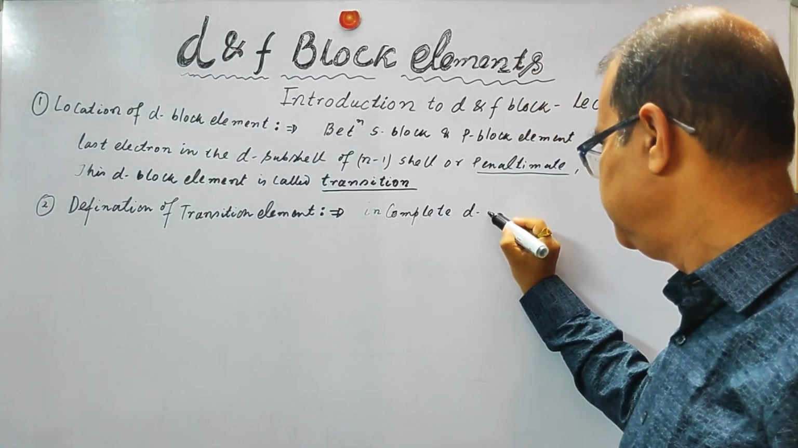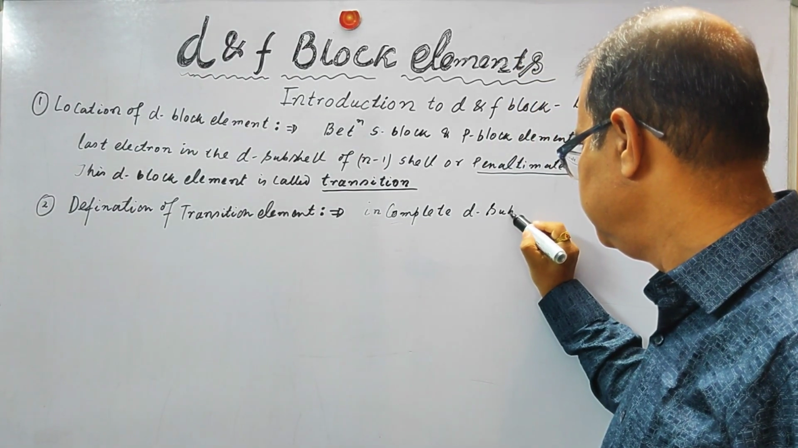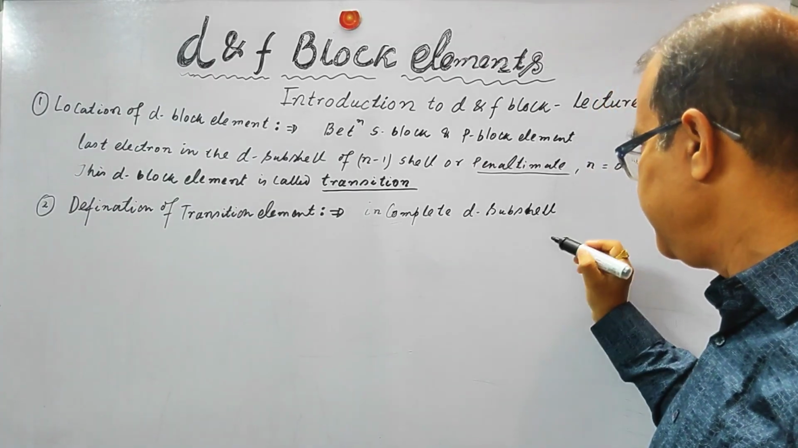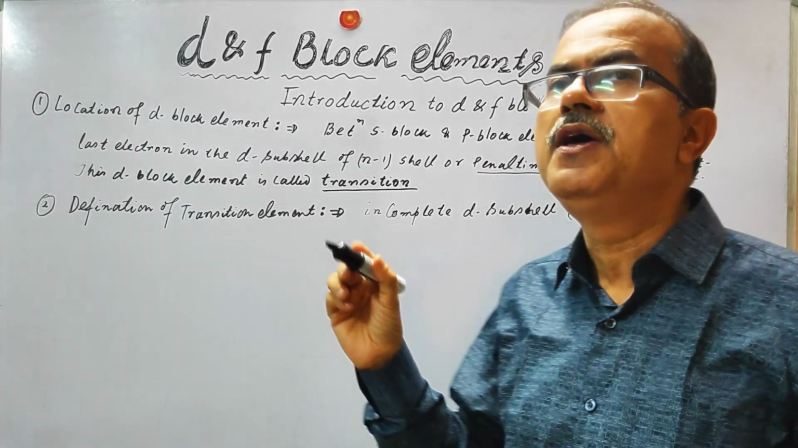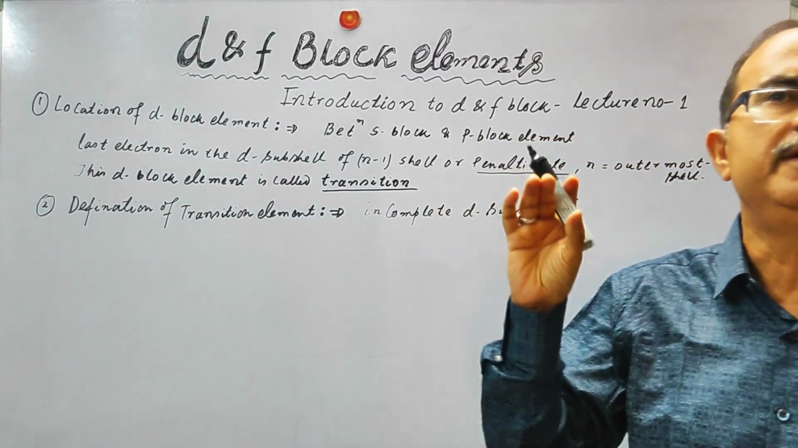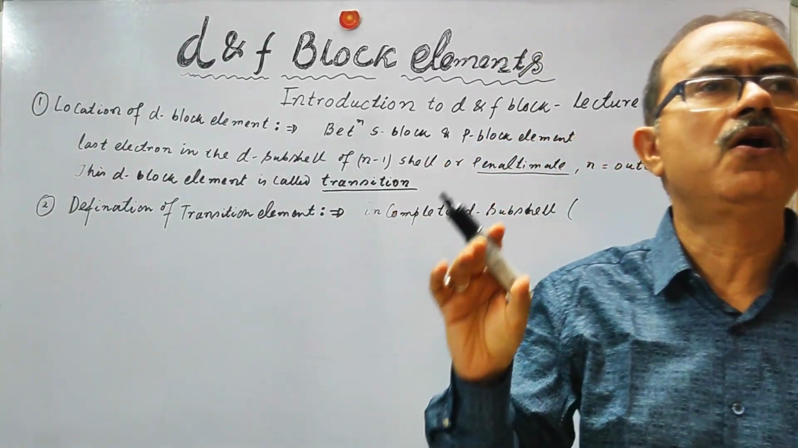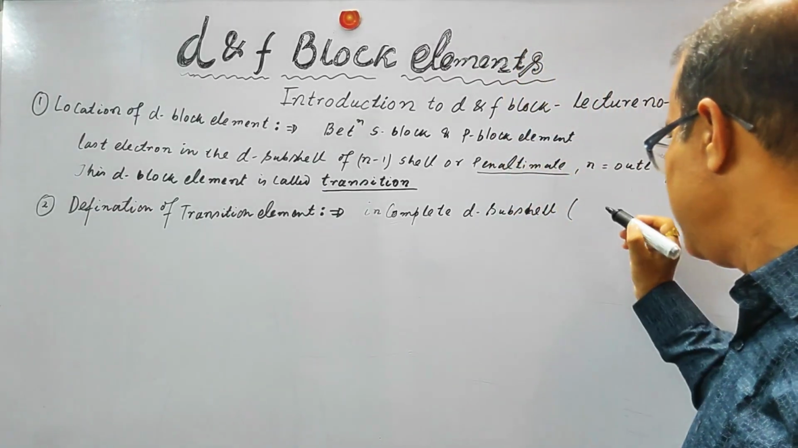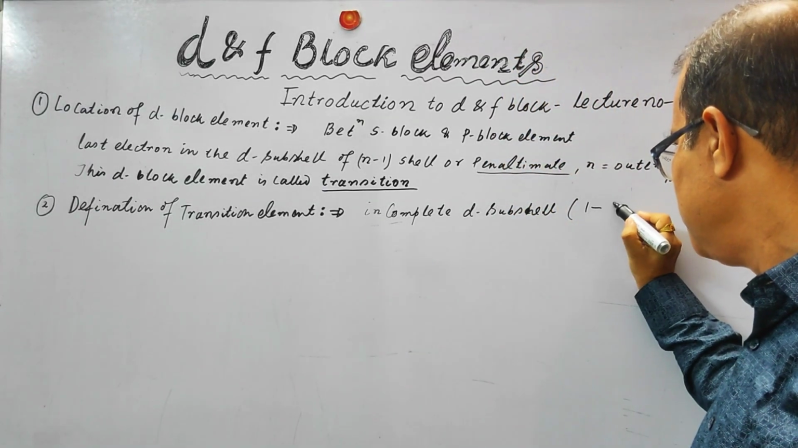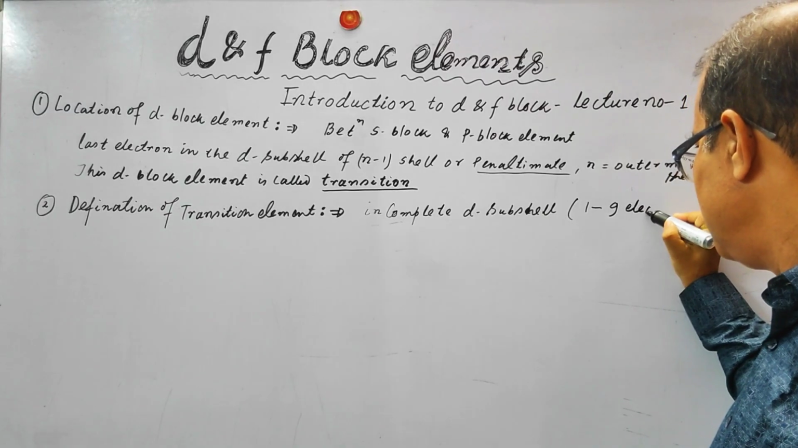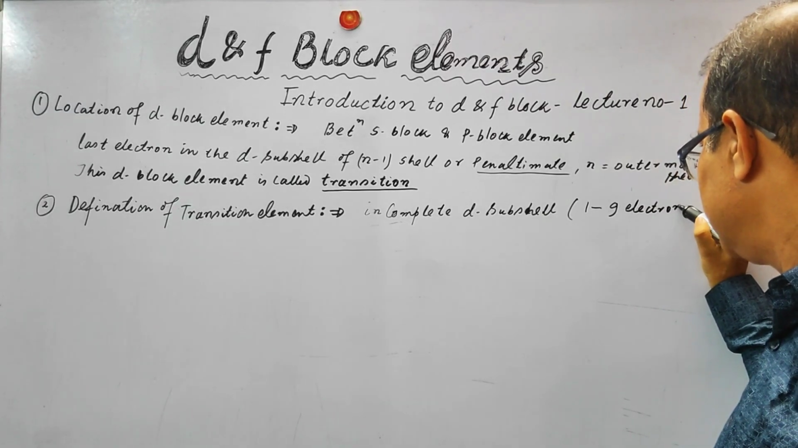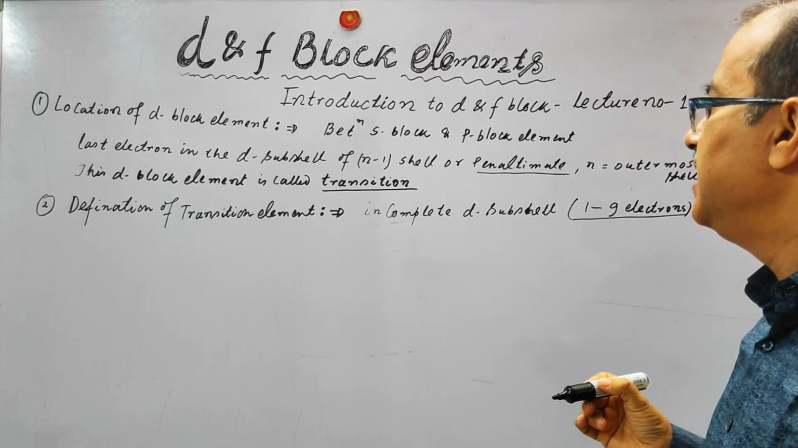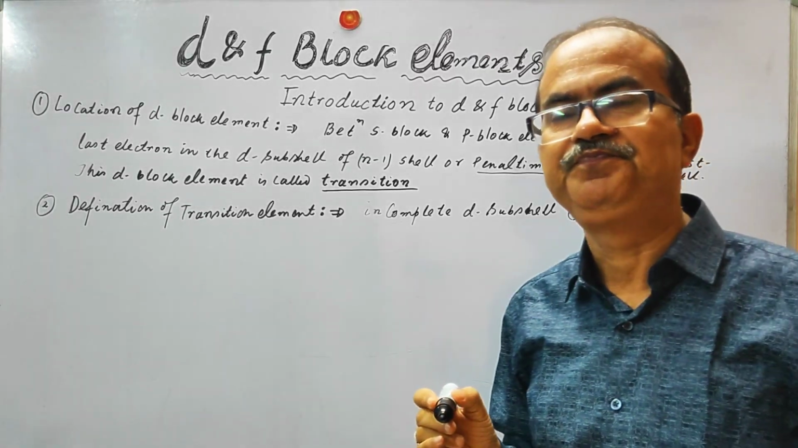Incomplete d subshell, that is, the d subshell has the capability of accommodating a maximum of 10 electrons. So it will have 1 to 9 electrons. When it has 1 to 9 electrons, we call it a d-block transition element.